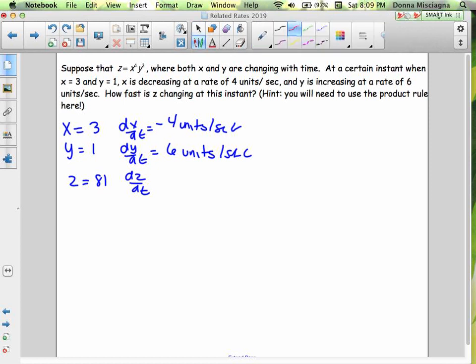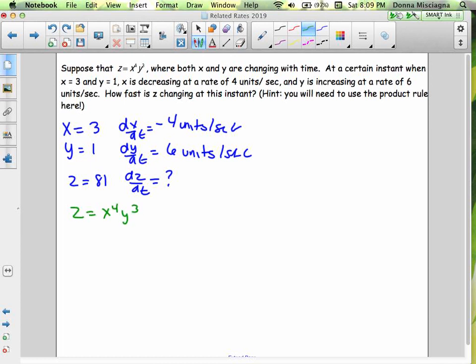We've identified our values, so when we substitute back, we know what they're going to be, although we're not going to need the z. I wrote it in anyway. We will need x, y, dx dt, and dy dt, and when we finish solving, we'll have dz dt. Our equation is pretty simple, it's right up there: z equals x to the fourth y cubed.